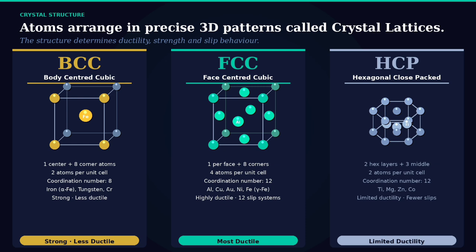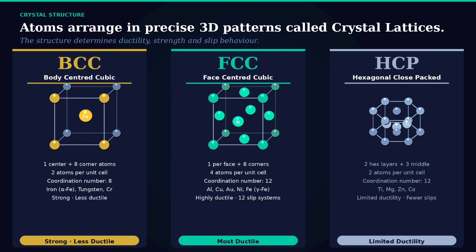The first is BCC, body-centered cubic. Picture a cube with one atom at each of the 8 corners and one atom right at the center. Iron at room temperature has this structure. 2 atoms per unit cell, coordination number 8. BCC metals are strong but relatively less ductile.